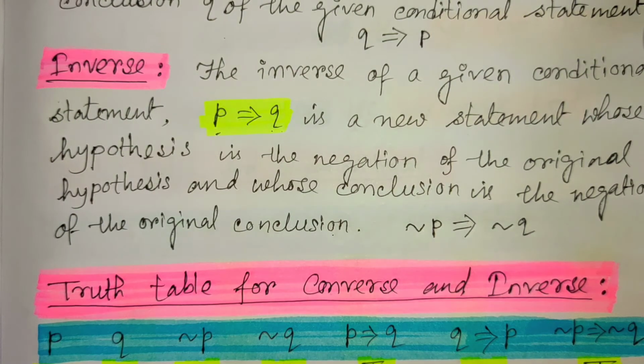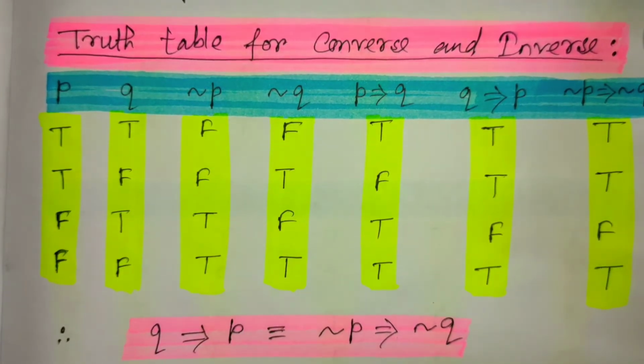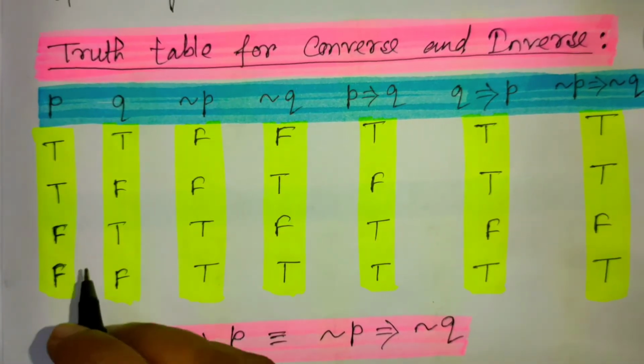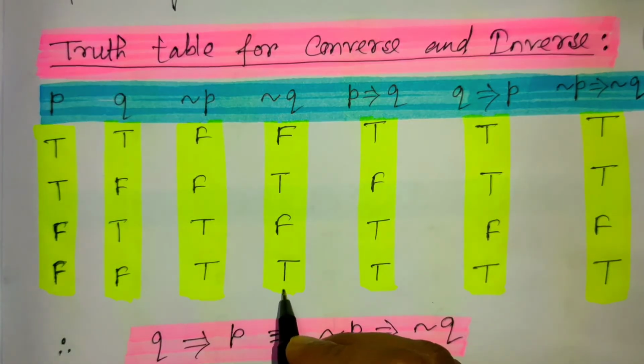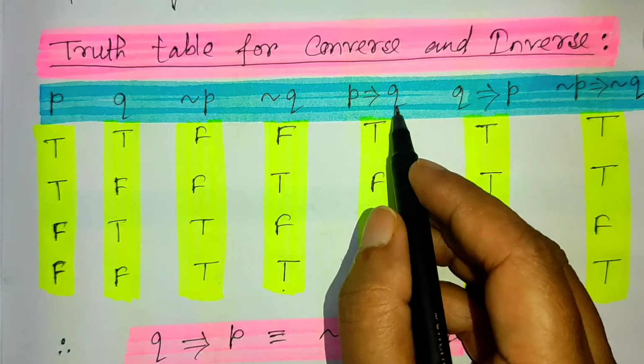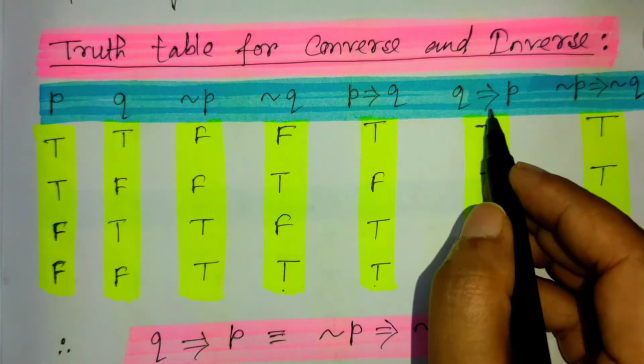So in light of the truth table, let us consider these two. Here is the truth table for them. Here we know that P and Q are the two propositions. So not P and not Q, that we know, and P implies Q, its outcome we also know. Now consider Q implies P.